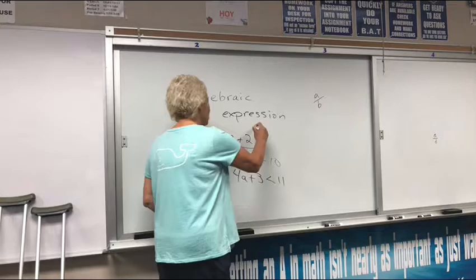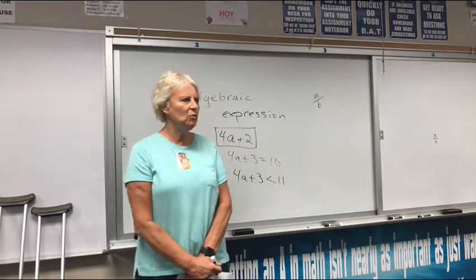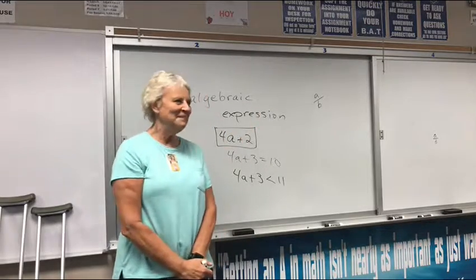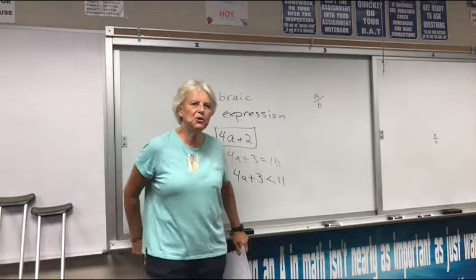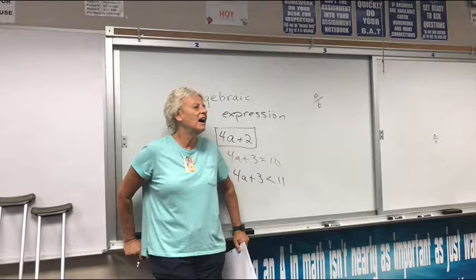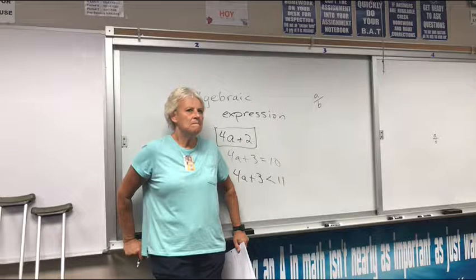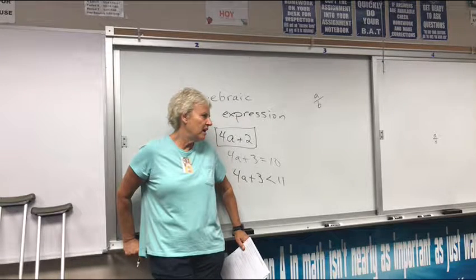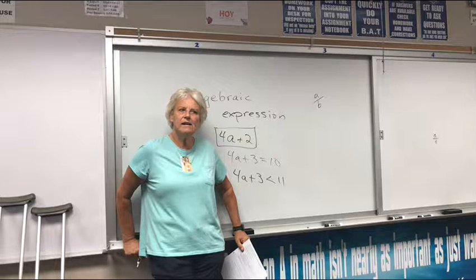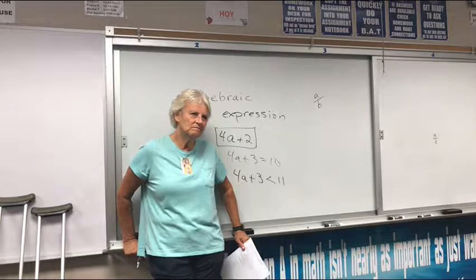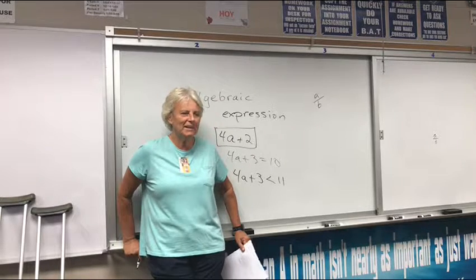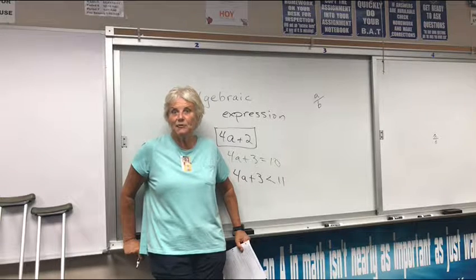Okay? In this expression is a constant. Which one is it? You can call out if you want right now. 4. No. 2. It's 2. Why do you think 2 is the constant? Because we don't know anything about the A yet. Is it because it's by itself? There's no letter? It's not because it's by itself. A could be by itself. That wouldn't be the definition.